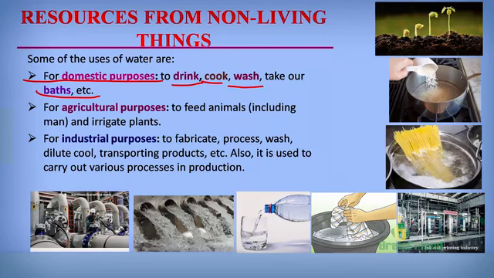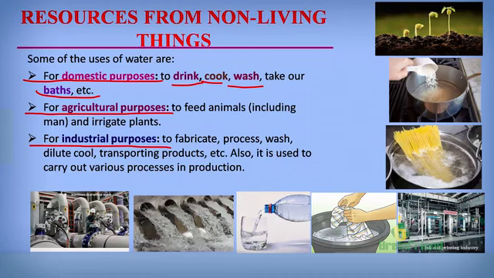Another way to use water is for agricultural purposes, where we use water to feed our animals, we use water to irrigate plants, and so on. Those are all agricultural uses of water. We can also use water in industries for industrial purposes. Water is used in various industries to manufacture items. They are used to carry out several processes that lead to the production of various beneficial items.